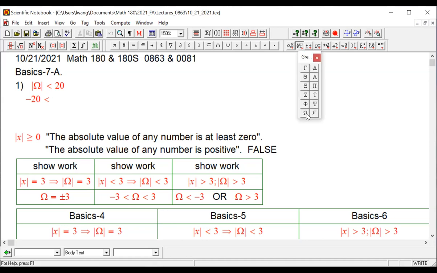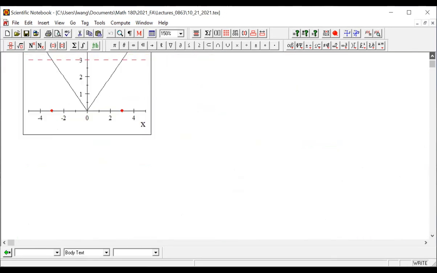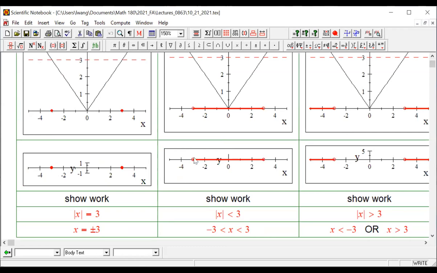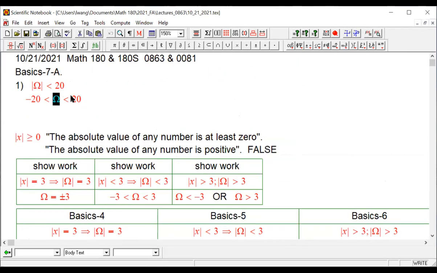omega and less than +20. In this case, of course, and is implied, right? Omega is larger than -20 and smaller than 20. Like it's a picture like that, right? The only difference is this is going to be -20, this is going to be +20. You just have to change the numbers. And of course, omega is 5x.